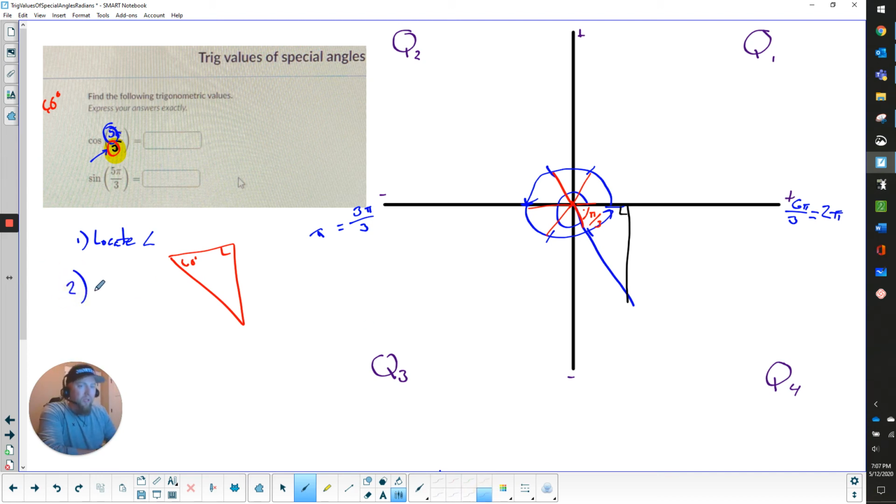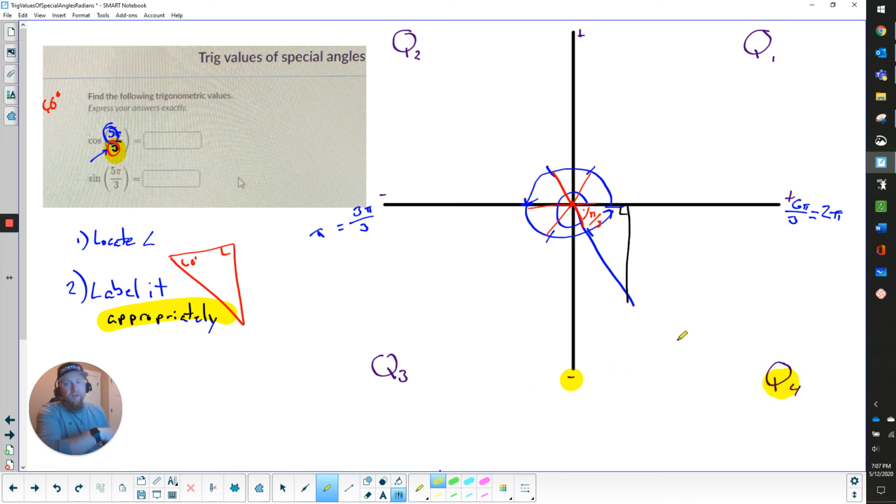So locate that. Now, label it. Step 2, label it appropriately for math. What I mean by appropriately is it's in the 4th quadrant. We know that down is negative for y values and right is positive for x values. Okay? Not news to anybody here. You guys have seen that before.